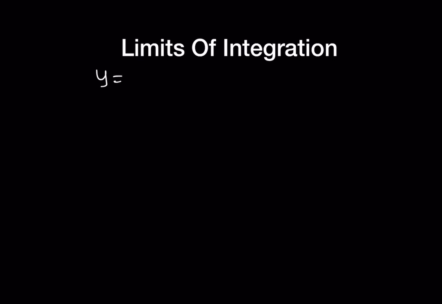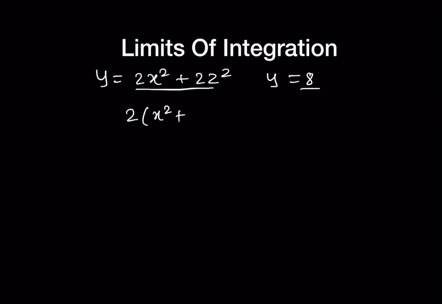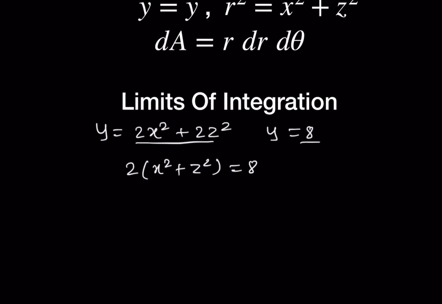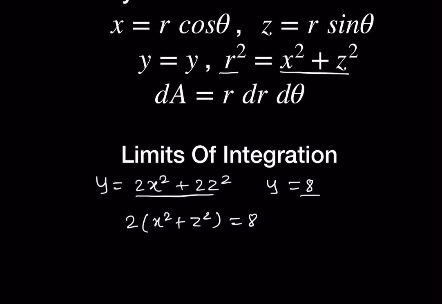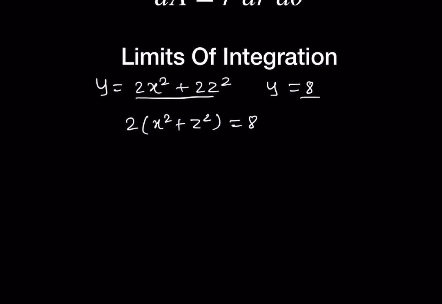Given that y = 2x² + 2z² and y = 8, equating these two, 2(x² + z²) = 8. We have x² + z² = r². So substituting r² here, we get 2r² = 8. Simplifying, we get r² = 4. Therefore, r = 2.